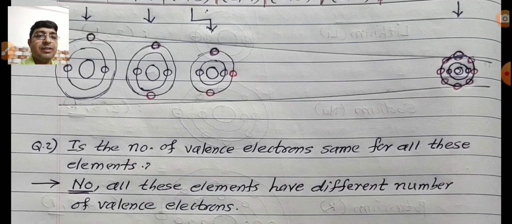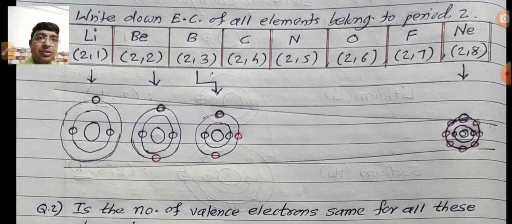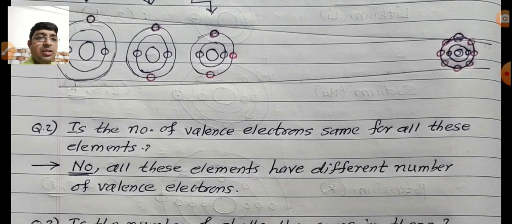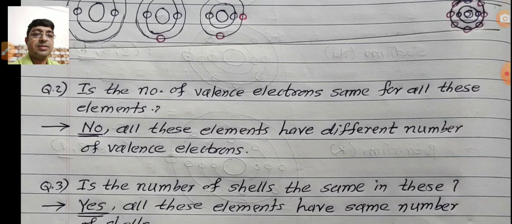So the next question is given: is the number of valence electrons the same for all these elements? You observe the picture or electronic configuration. So what do you observe? Answer is no. All these elements have different numbers of valence electrons.